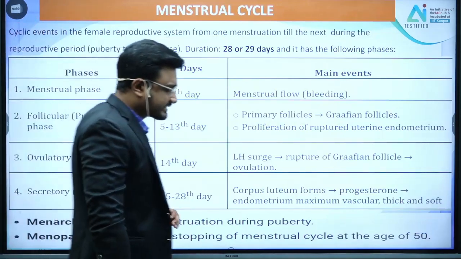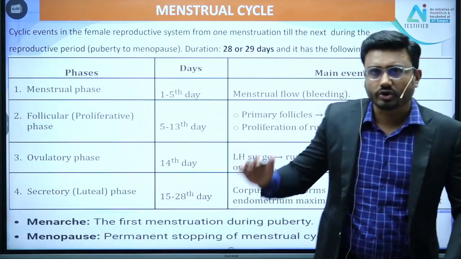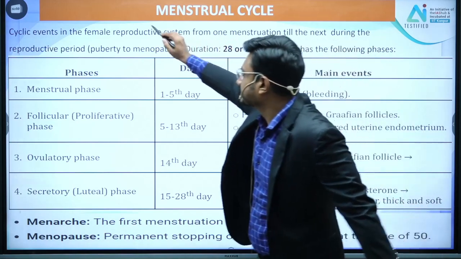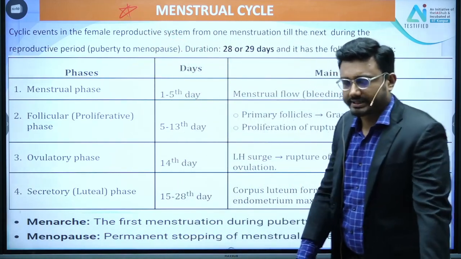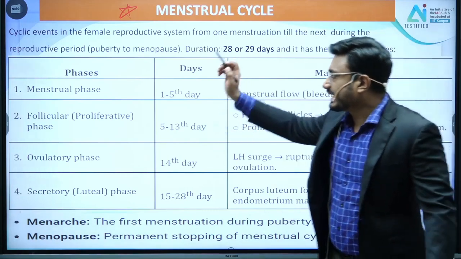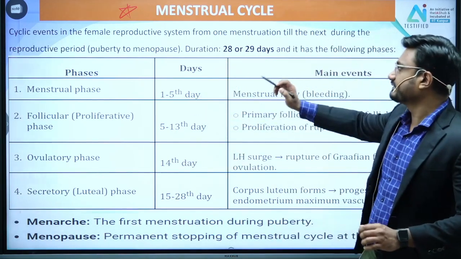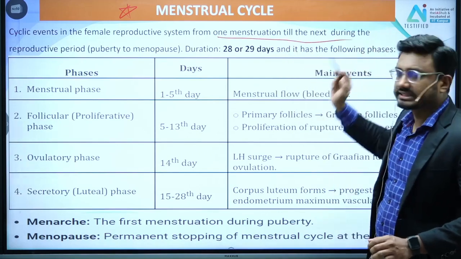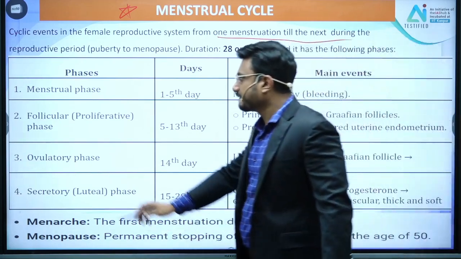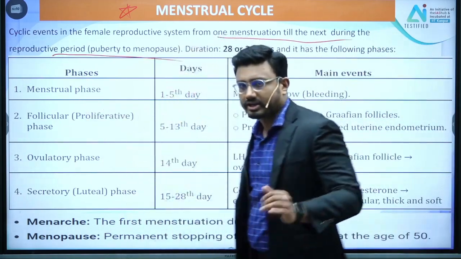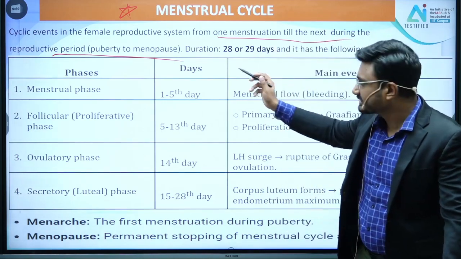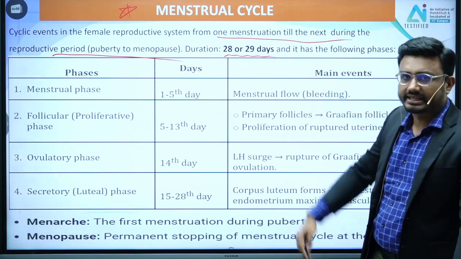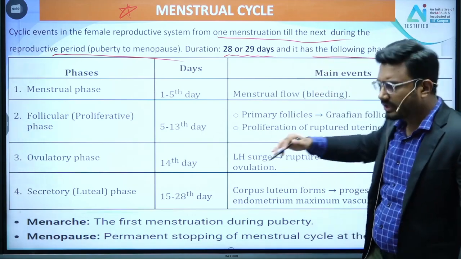The menstrual cycle is also a very important concept, and surely questions will be asked from this topic. So let's go through it. The cyclic events in the female reproductive system from one menstruation till the next during the reproductive years, that is puberty to menopause, are known as the menstrual cycle. The duration of the menstrual cycle is 28 or 29 days, and it has the following 4 phases.